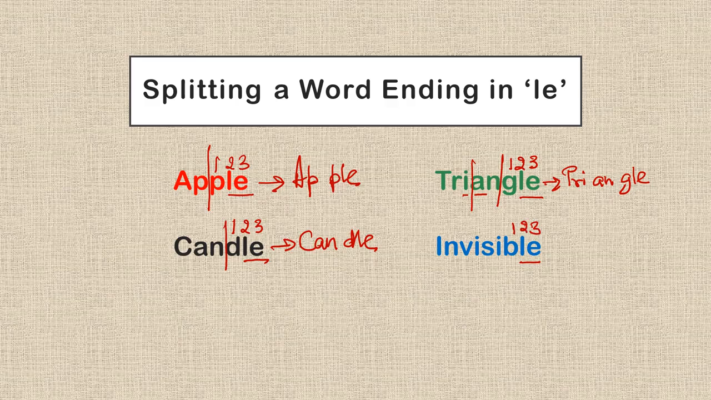Another one with LE at the end. 3, 2, 1, split. We underline all the vowels here. Again, one I here, and split. What do we get? We get invisible, a four-syllable word.